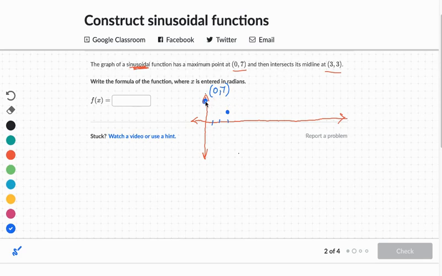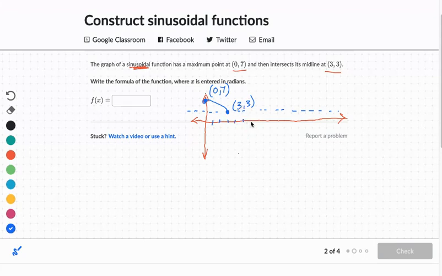So maximum to the midline could look like that. And then the graph's going to keep going. So y equals 3 is the middle line of our graph. And then it's going to go down the same amount. So it was 4 above 3, so it's going to go 4 below. And it's going to do that in the same amount of space. So after 6 units, it's going to be down at its minimum.